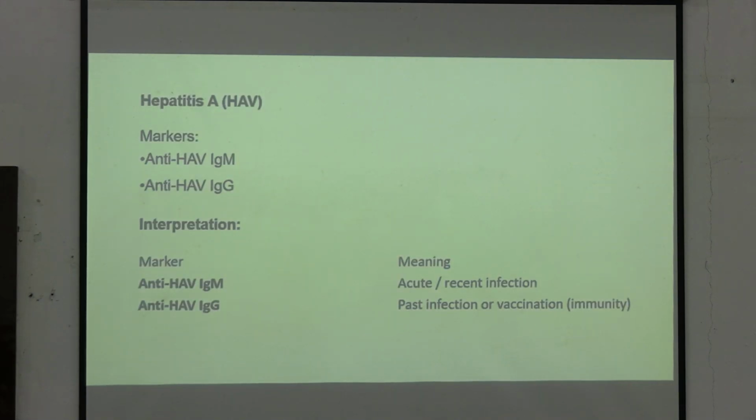So the markers for hepatitis A viral hepatitis: anti-HAV IgM and anti-HAV IgG. Anti-HAV IgM means acute or recent infection. Anti-HAV IgG means past infection or vaccination.